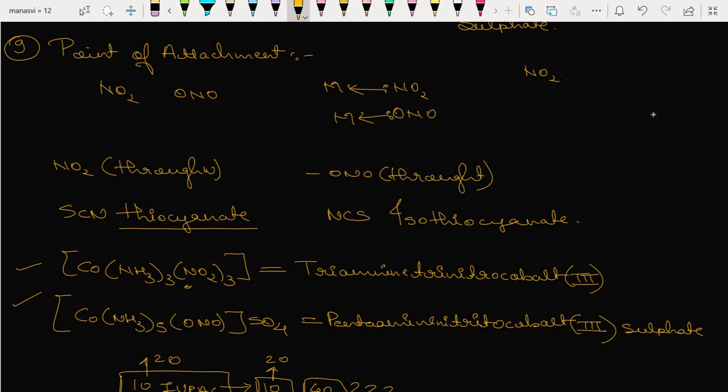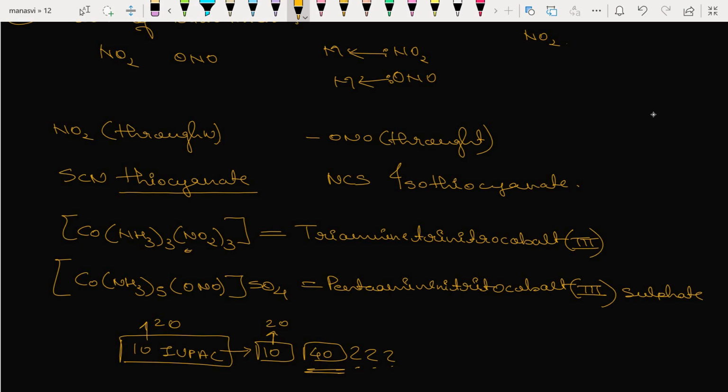Now, whether at one time nitrogen is making a coordinate bond or oxygen is making a coordinate bond, this is clearly shown while giving the formula. Now we'll solve the questions. Here you can see the example Co(NH3)3(NO2)3. When NO2 is given, you clearly know that the linkage of NO2 to the central metal ion is from the nitrogen side. Second example, Co(NH3)5(ONO). From here you can clearly understand that the attachment to the central metal ion is from the oxygen side. Hence they have represented it as ONO.